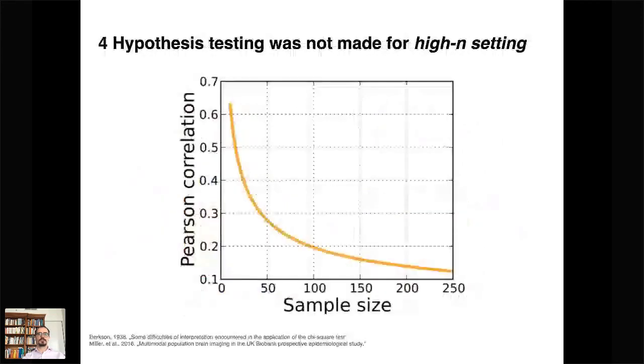Another point that is made every once in a while is that we know since at least the 30s of the last century that p-values and null hypothesis testing were not designed to scale to very large data sets. So what you see here is, as the sample size increases, a Pearson correlation coefficient, which is one way to do null hypothesis testing, actually becomes significant for always smaller Pearson correlation coefficients.